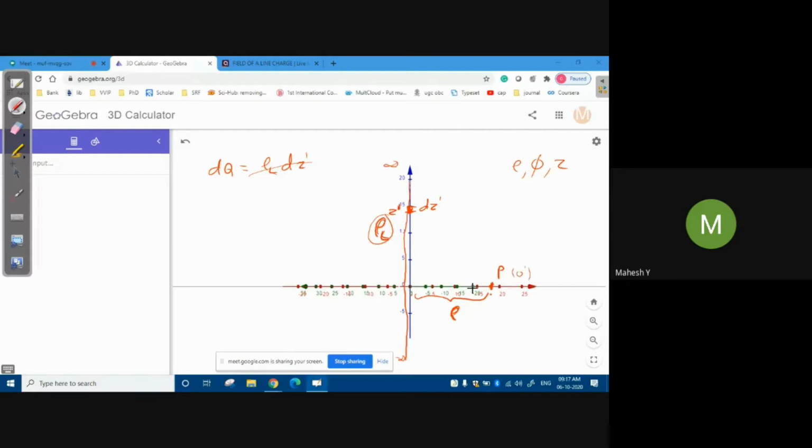Why? Because I want to consider the property of symmetry so that I can simplify this derivation. So I'm considering a point P which is at rho, 0, 0, assume, because I am not bothered about phi. So what is this position vector r? Can I write it as rho a rho cap, right? Vector r is equal to rho a rho cap.